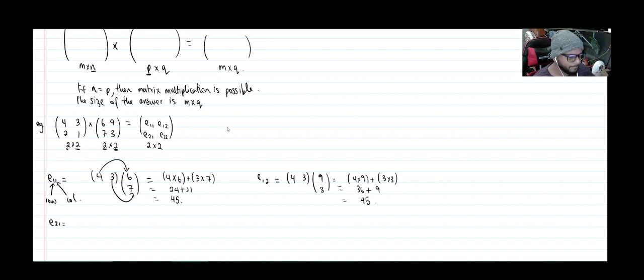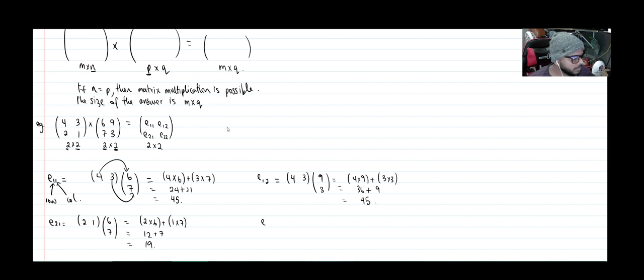E21. Again, the 2 represents the row in my first matrix. So the row in my first matrix is 2, 1. And the 1 represents the column in my second matrix. That'll be 6, 7. Again, second row, first column, first matrix, second matrix. First by first, 2 by 6. Second by second, 1 by 7. 6 2s are 12, plus 7, we get 19.